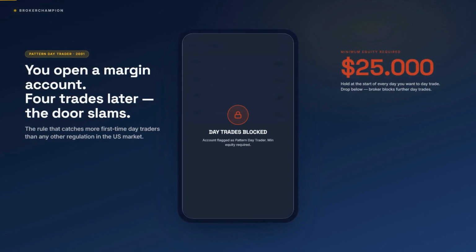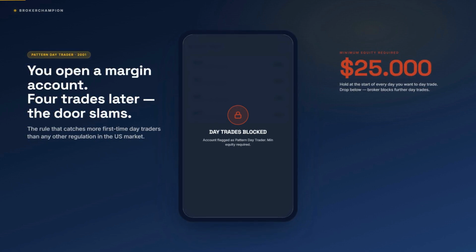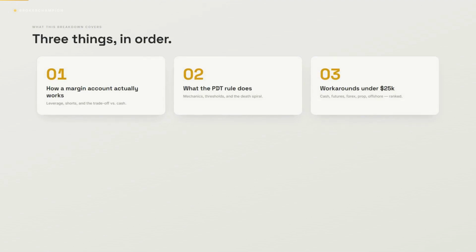That's the pattern day trader rule. It's been in place since 2001, and it catches more first-time day traders than any other regulation in the US market. Here's how a margin account actually works, what the PDT rule does, and the workarounds if you don't have $25,000 sitting in the account.